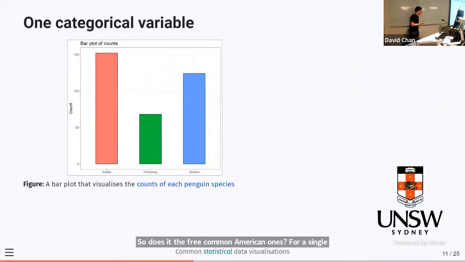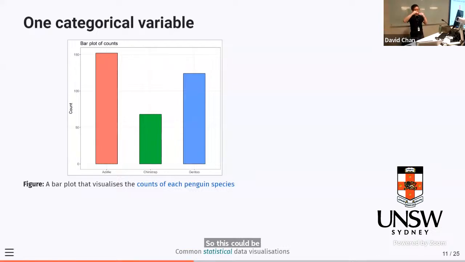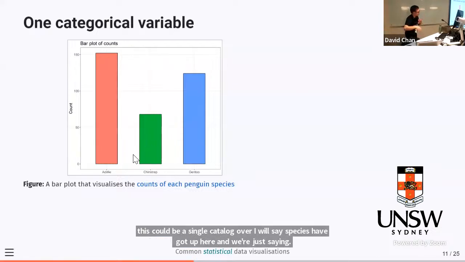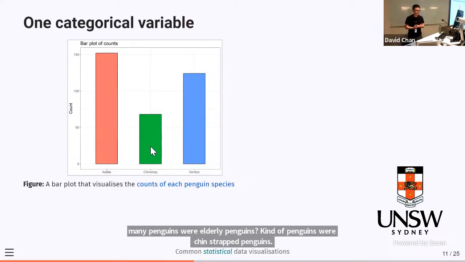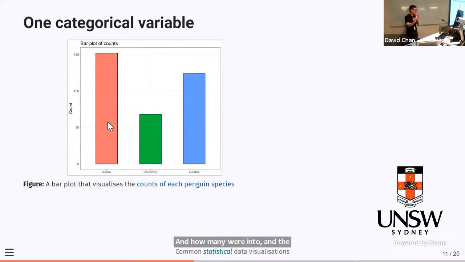Now we're looking at one categorical variable. From a statistics point of view, and I need to make this emphasis, we focus a lot on bar plots. This could be a single categorical variable, say species, as I've got up here, and we're just saying how many penguins were Adelie penguins, how many were chinstrap penguins, and how many were Gentoo penguins. The height of the bars corresponds to how many observations had that particular text value. You can do this as counts or as proportions.